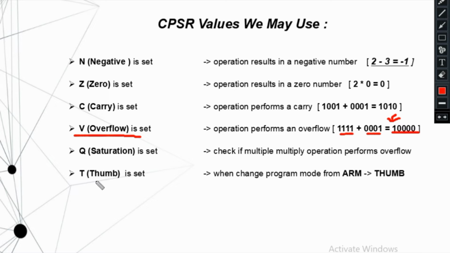The next bit, T, is the Thumb bit. The Thumb bit is set only if we change from ARM mode to Thumb mode. We are going to see how to change our program execution from ARM mode to Thumb mode in later videos. So stick with the playlist.